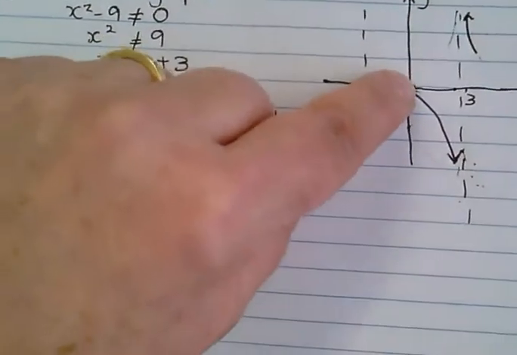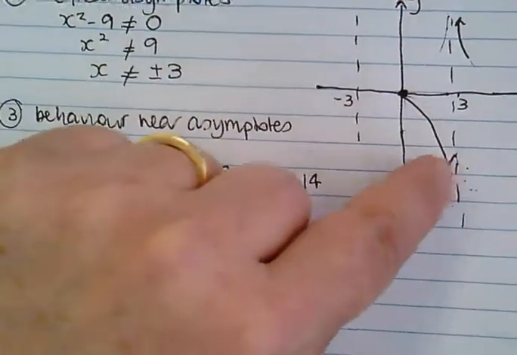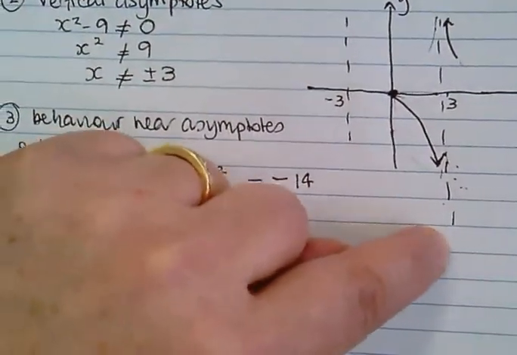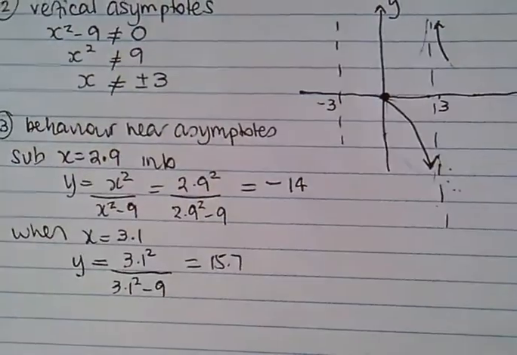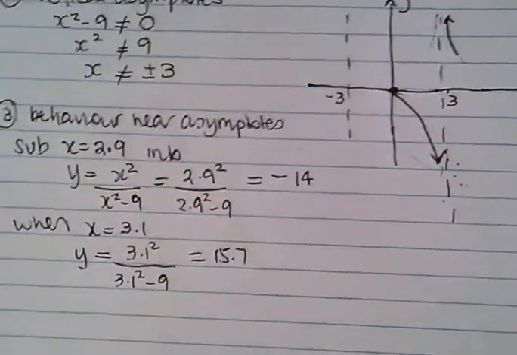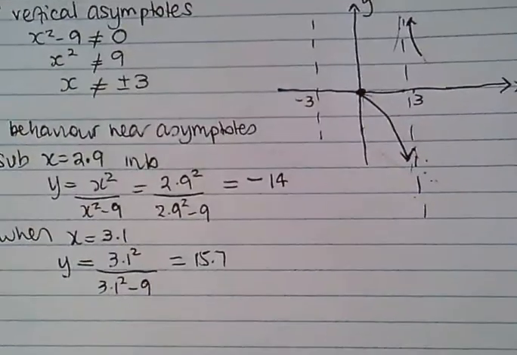All right, so I know it passes through (0, 0). I know when x is 2.9, it's negative 14. If x is 2.99, it'll probably be negative 100 or something like that. When x is 3.1, I'm getting 15.7. It's up there. Now, I just need to know as x approaches infinity.